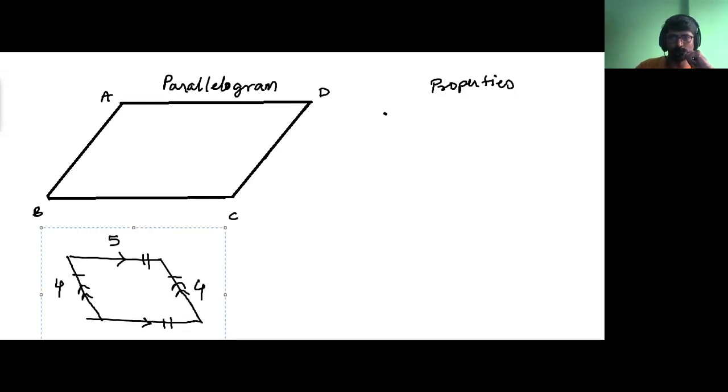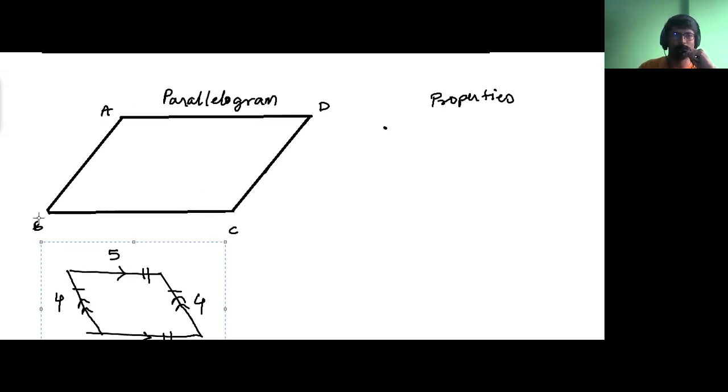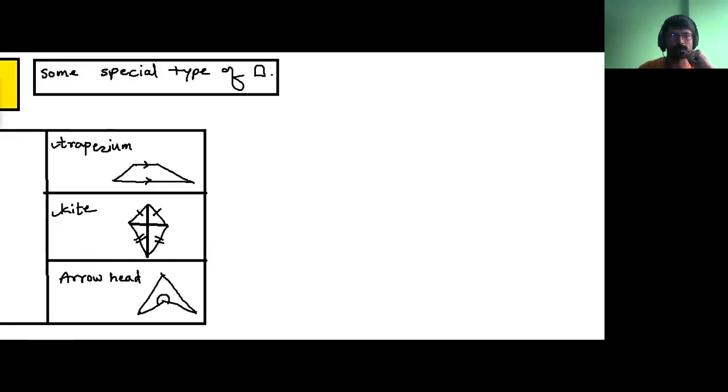Before I move ahead, let me teach you how to name the quadrilaterals. Look at this: A, B, C, D. It goes clockwise or anti-clockwise. So the naming of the quadrilateral should always be clockwise or anti-clockwise. Just write down this sentence in the top margin somewhere.